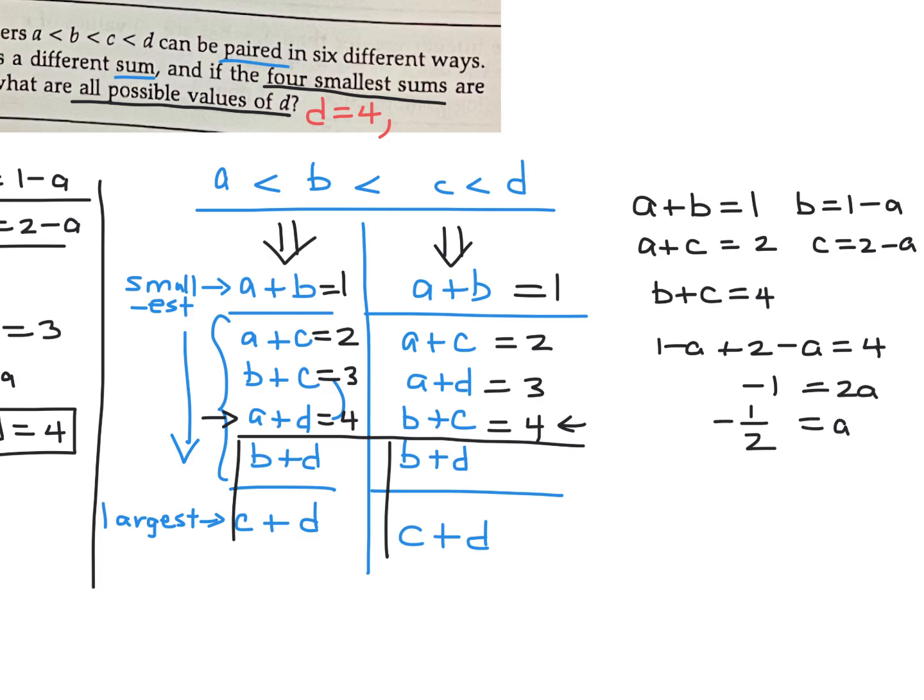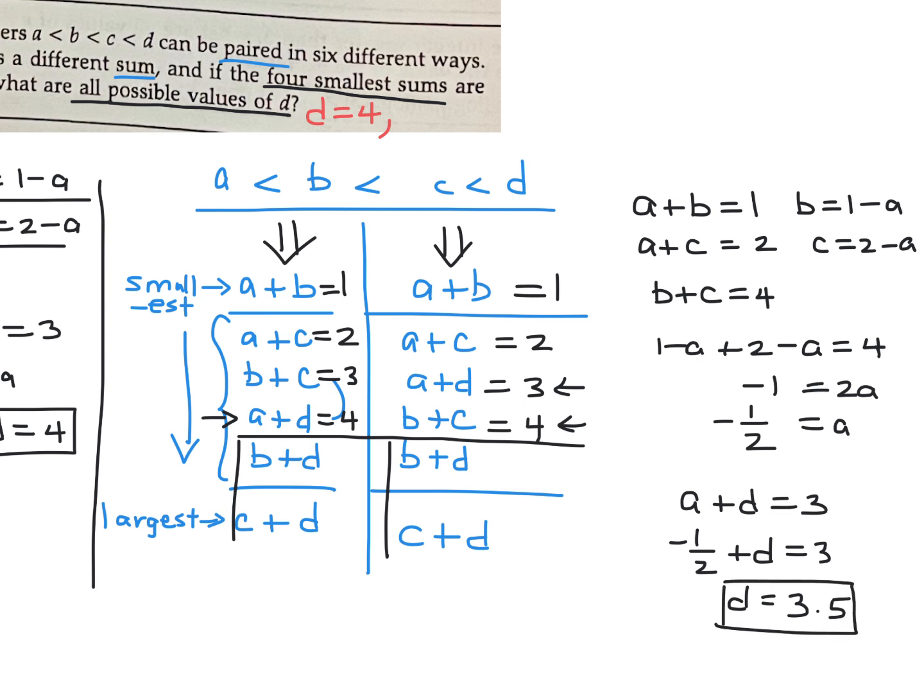Okay, and then what do we use to get the D here? We use this guy. So A plus D is equal to 3. So that means negative a half plus D is equal to 3. So D is equal to 3.5. So that's the other one. And therefore 3.5, there we go. And I believe those are the two values for D.